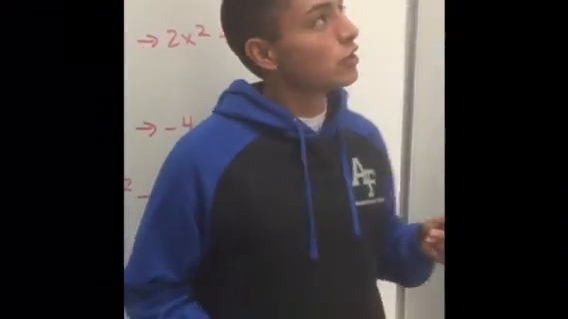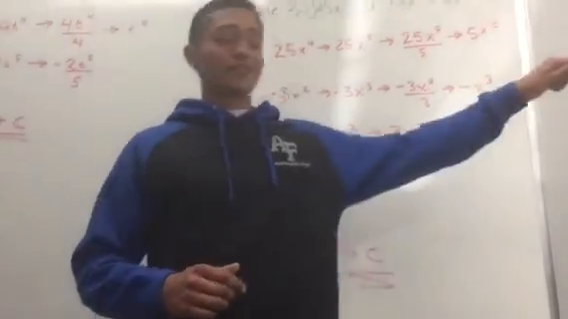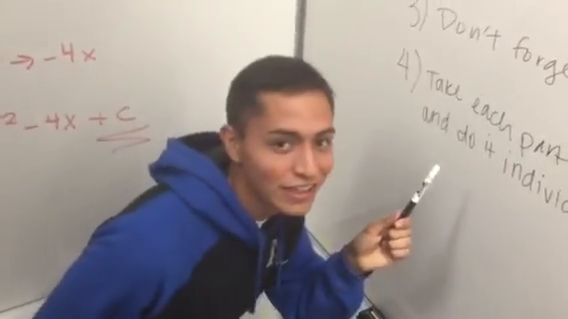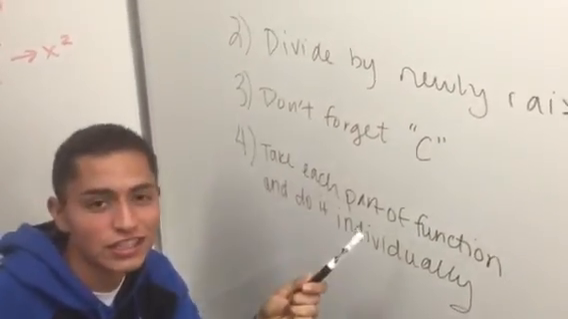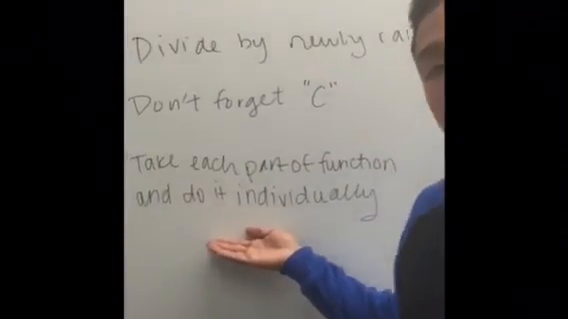All right, so for our review on our antiderivatives, step 1, raise the function to the n plus 1. Step 2, divide by the newly raised power. Step 3, don't forget your c. Step 4, take each part of the function and do it individually.